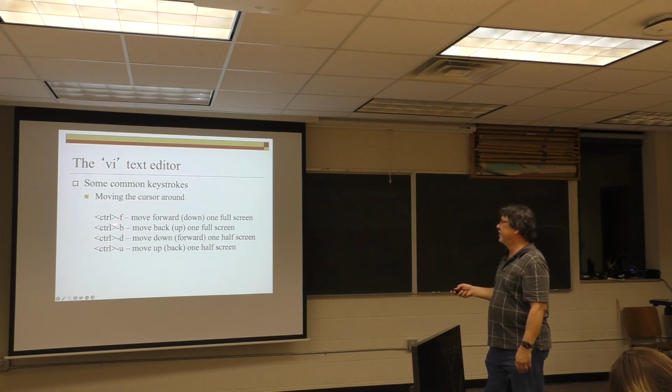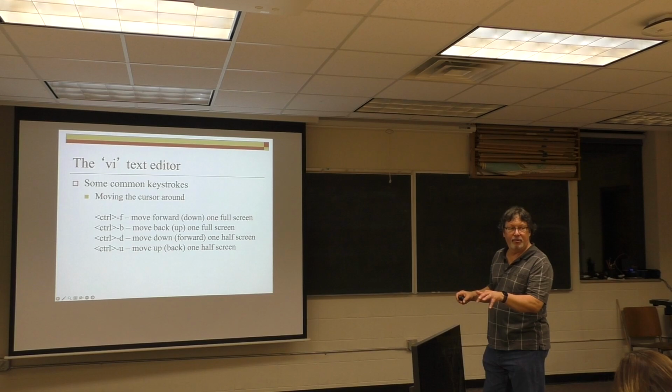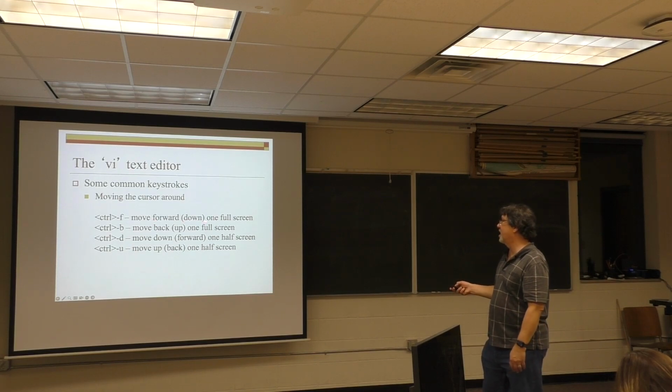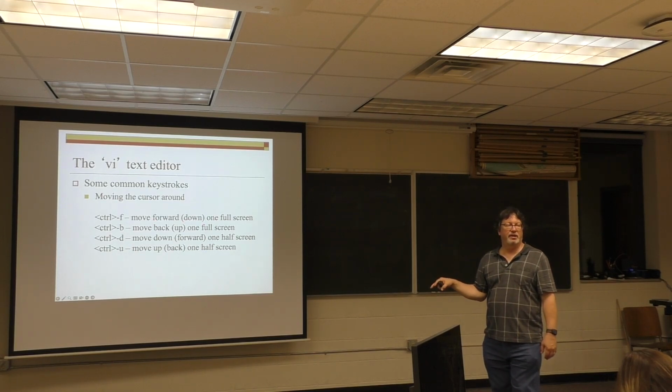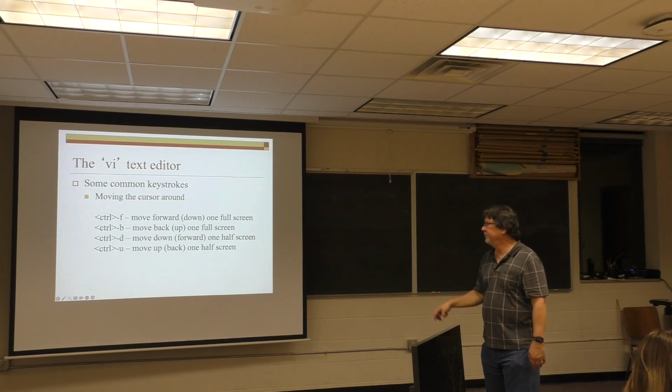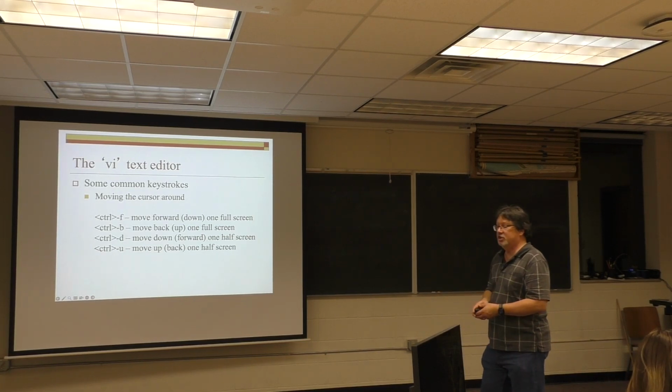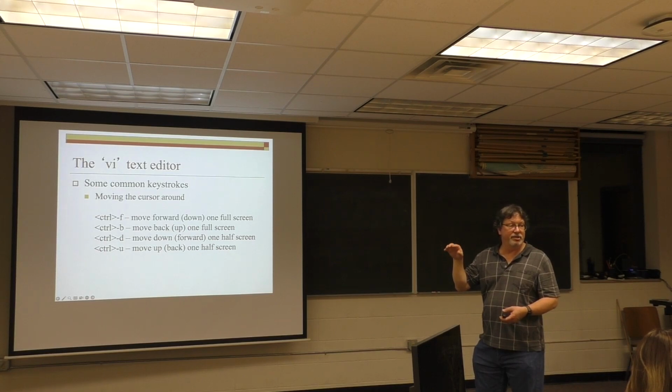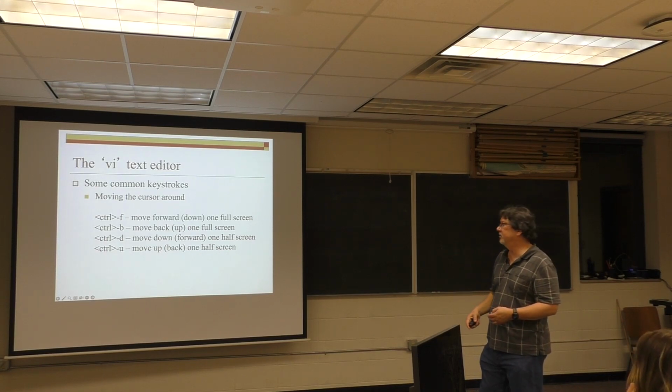Control F, so you hold the control key down and press F, moves you forward or down one full screen of text. And these are the commands I was saying earlier. If you're using less as a pager, these work in less the same exact way, up, down. J will move you one line down, just like it does the cursor one line down in VI.